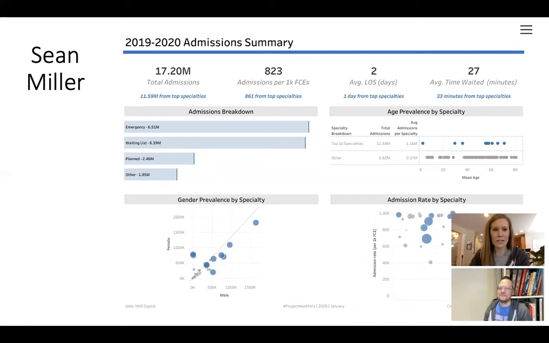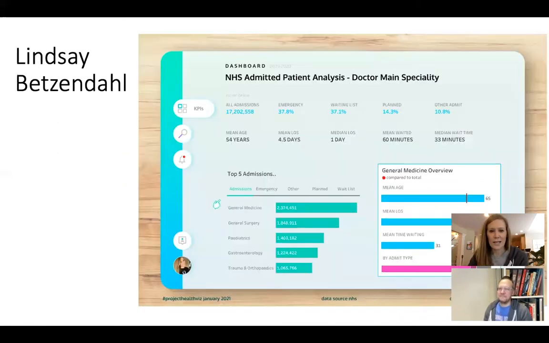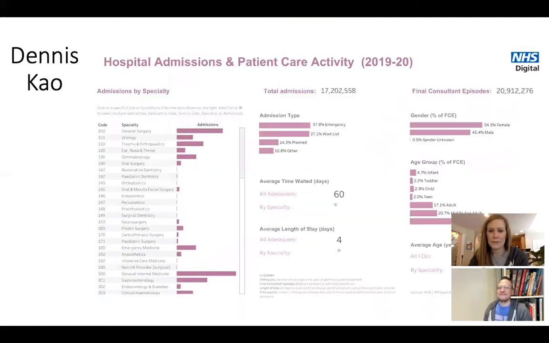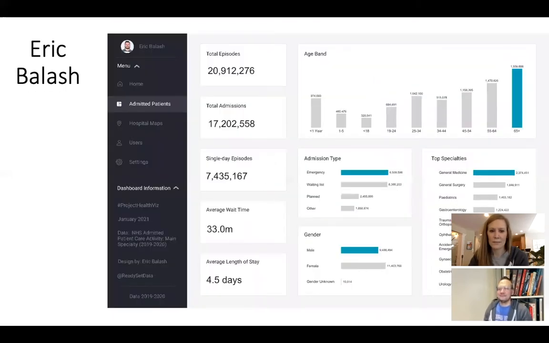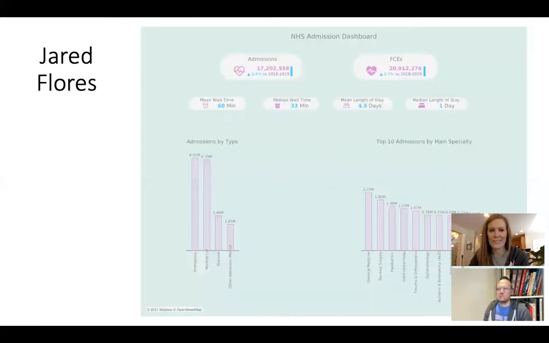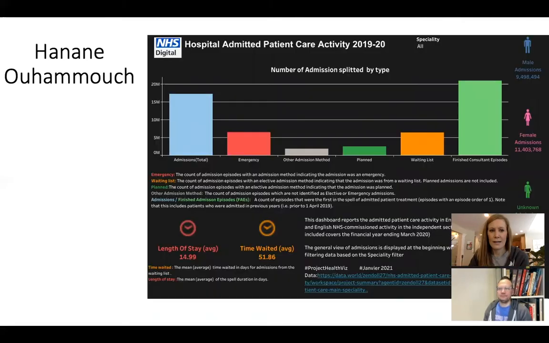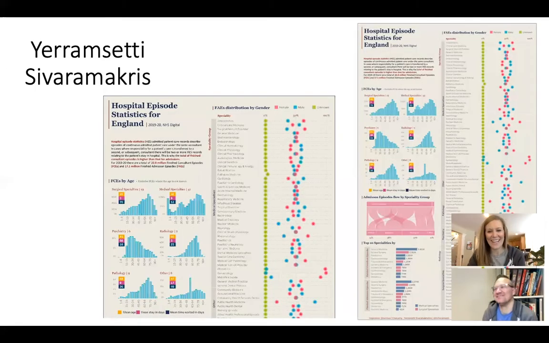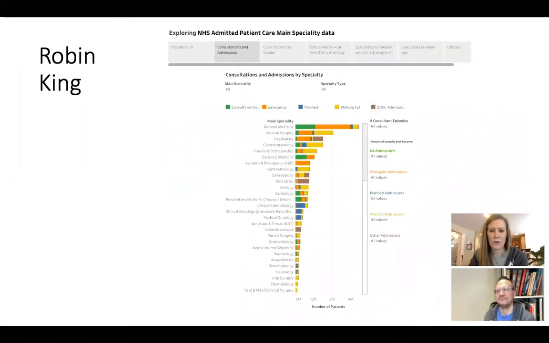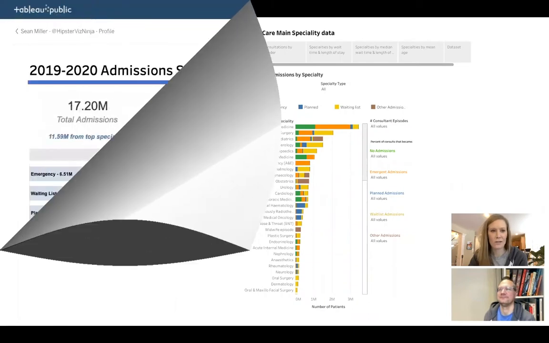So obviously we have yours, Sean, and mine. We've got a nice one by Alice McKnight, Dennis Cow, Eric Balash. We have Pradeep, Jared Flores, Hanane Ouhammouch. We have Quintin and Robin King, who did a story points kind of one. So this is just one of the pages, but there were a number of pages in hers.